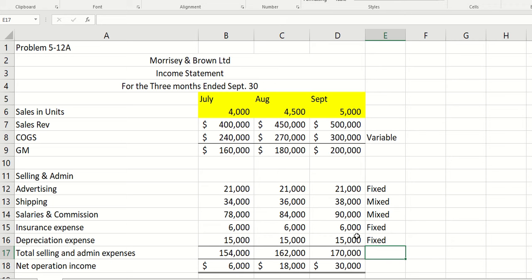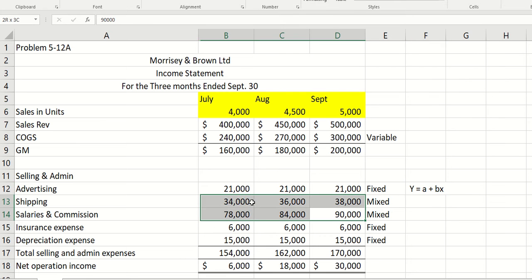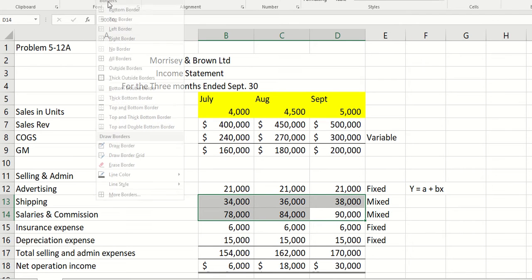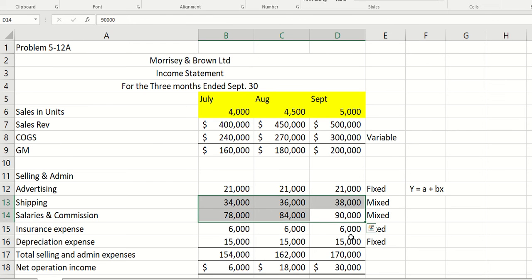Using the high-low method, separate each mixed expense into variable and fixed elements. State the cost formula for each mixed expense. Remember, the cost formula is y equals a plus bx. We want to figure out the variable part of the cost and the fixed part of the cost. I can see that these are my two mixed costs, so I need to identify which part is fixed and which part is variable. It says to use the high-low method.